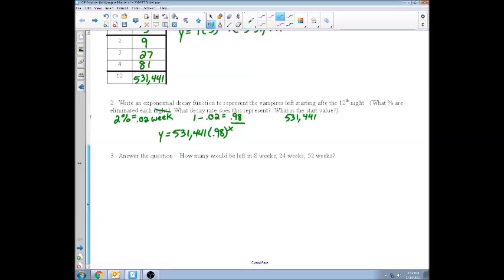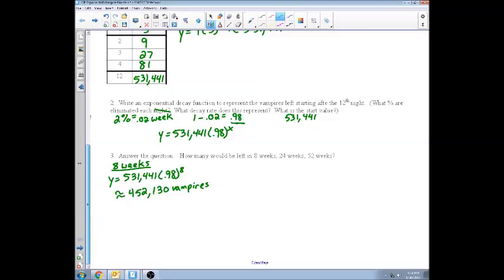So for 8 weeks, if we have 8 weeks for our vampire hunters to go out and hunt these vampires, it would be y equals 531,441 times 0.98 raised to the 8th. If we raise that to the 8th power, we end up with about 452,130 vampires left. About that, okay?